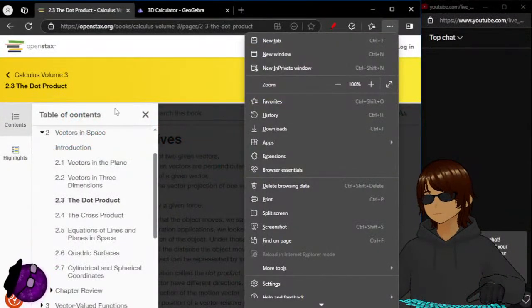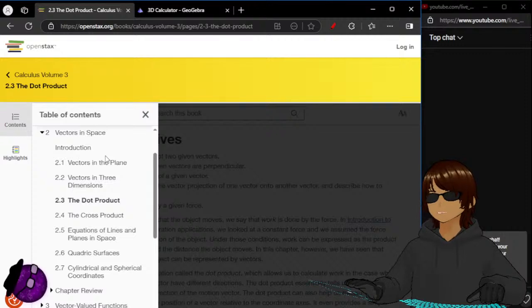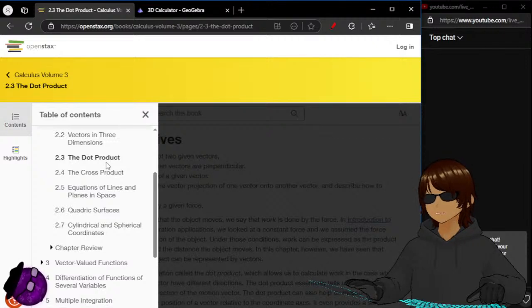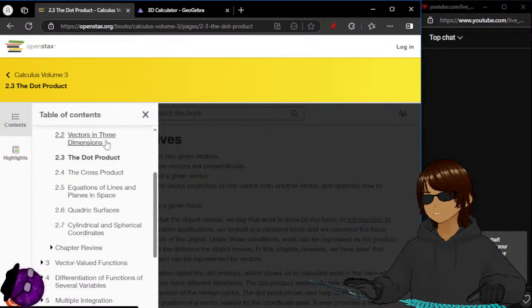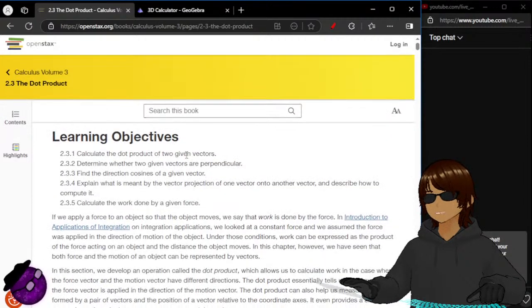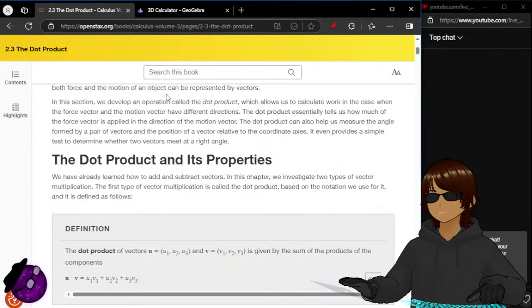Okay, so last stream I started studying vectors and I did these two chapters, vectors in a plane and vectors in 3 dimensions. This stream I would be learning dot product and cross product and maybe I would finish the entire chapter. Hopefully I would finish the entire chapter, but I don't know how much I'm going to do today. Okay, so let's start with this.